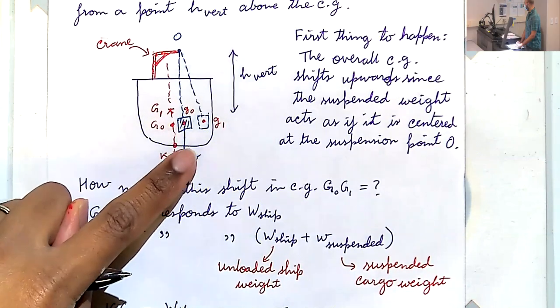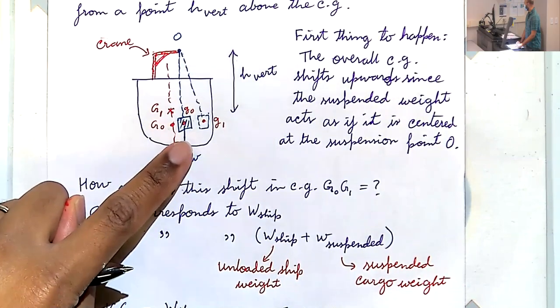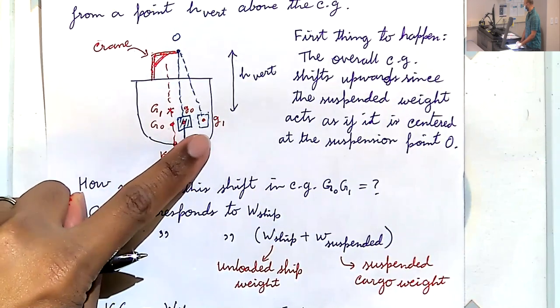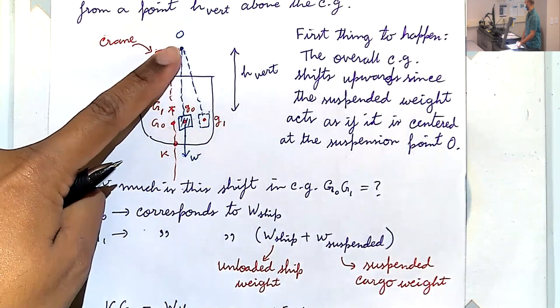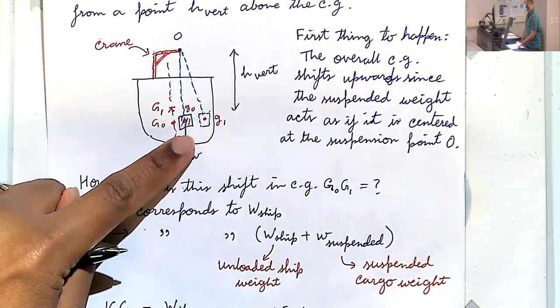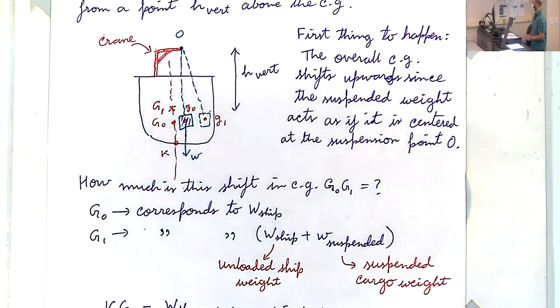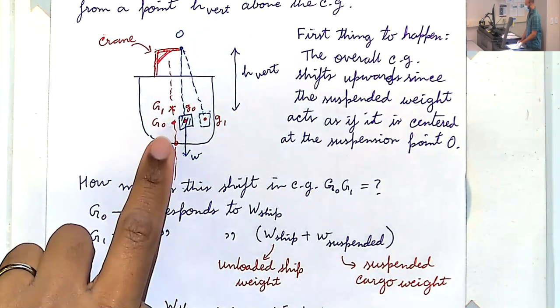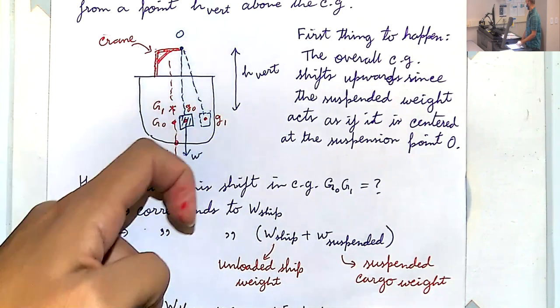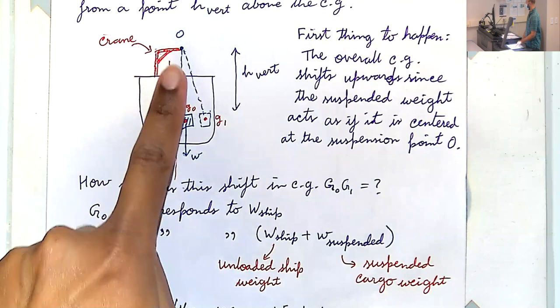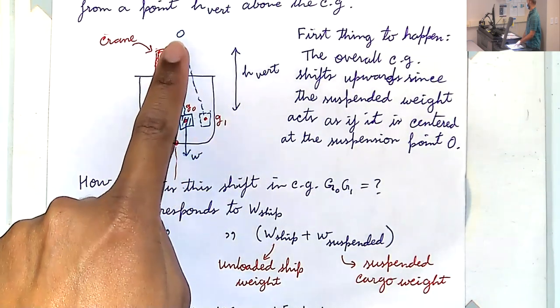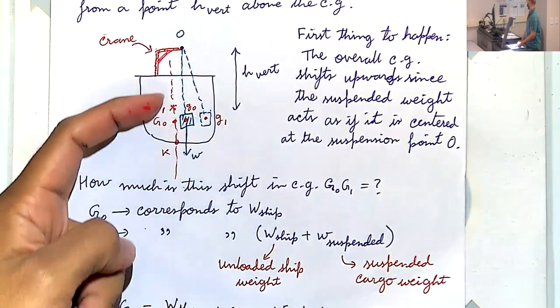Immediately as the container touches the hold, all of the weight is being supported by the bottom surface. So the weight no longer acts at the suspension point, but at its center of gravity here. And if you think about it, that's good for stability, right? We want to put heavy weights down below, so our G shifts downward. Right now we are doing the opposite, because the thing is hanging by a cable, it makes our G shift upward.